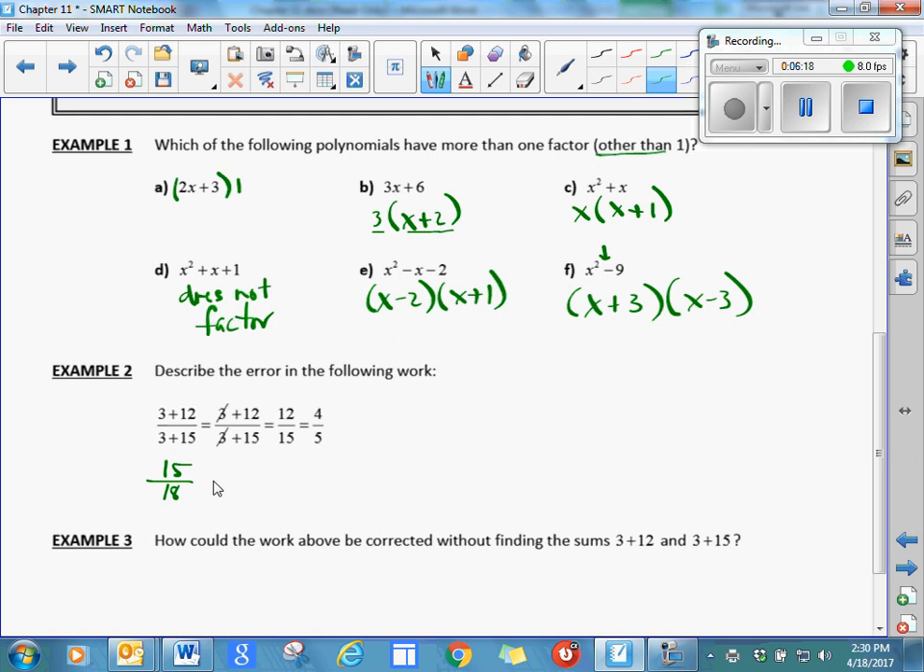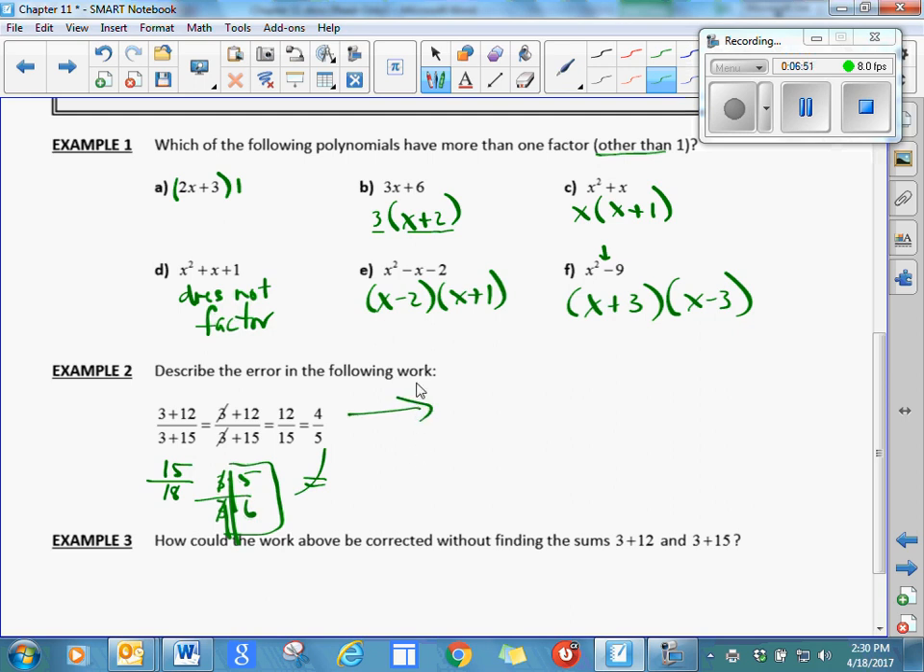And then we would say 15 is 3 times 5, and 18 is 3 times 6. The common factor is 3, and the simplified answer is 5 over 6. So the error that they made, they said, okay, 3 plus 12, 3 plus 15. I'm going to cancel the 3 and the 3. Seems like I ought to be able to do that. And I'm going to get 12 over 15, which reduces to 4 over 5, which is not equal to 5 over 6. So there's a problem here.